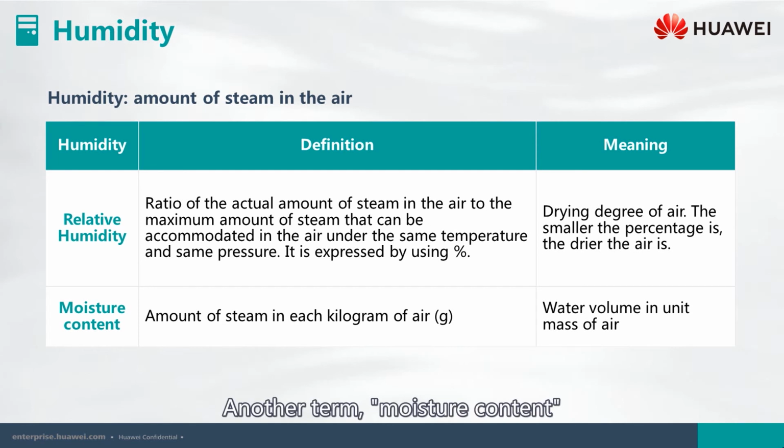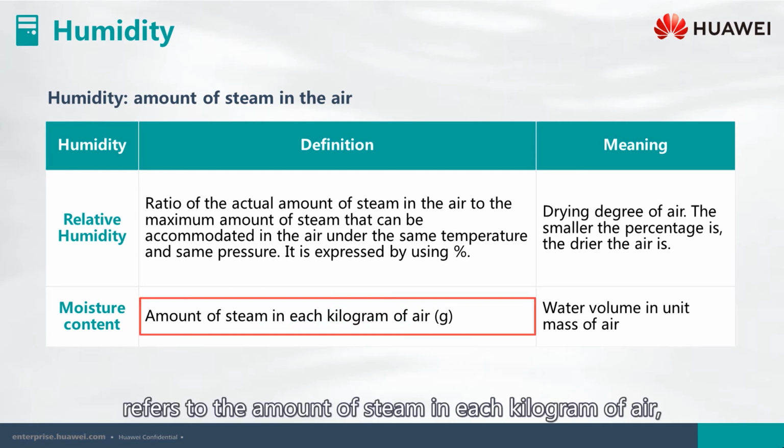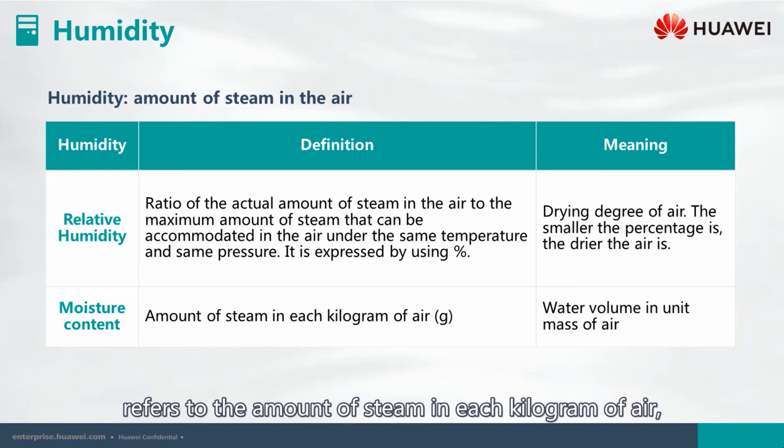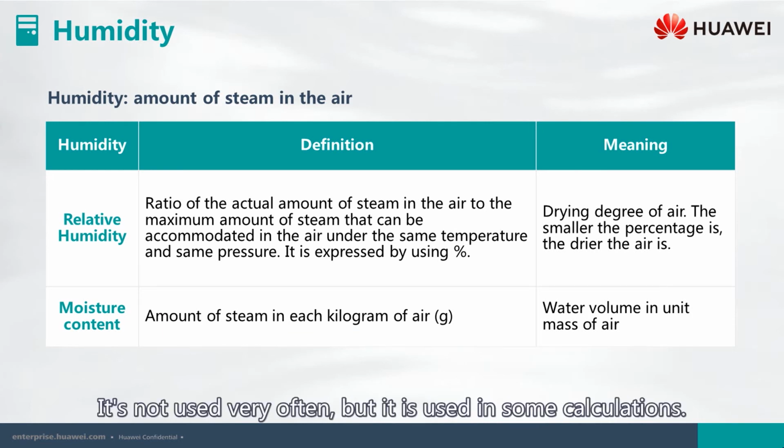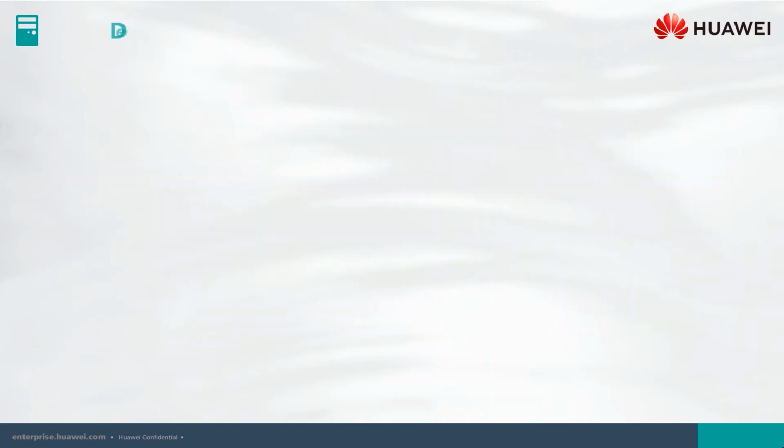Another term, moisture content, refers to the amount of steam in each kilogram of air. Use G as a unit. It's not used very often, but it is used in some calculations.